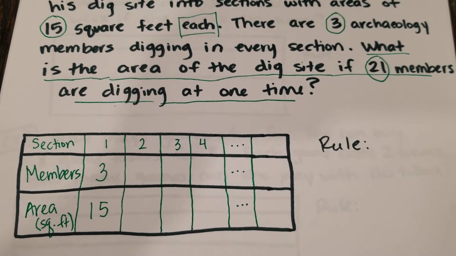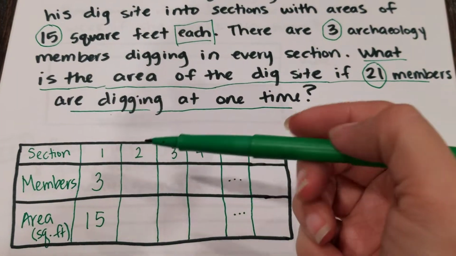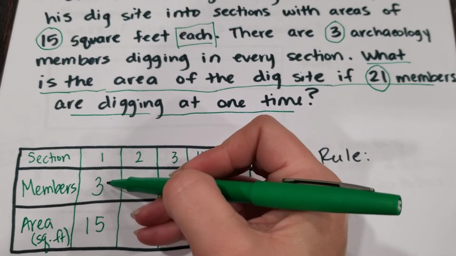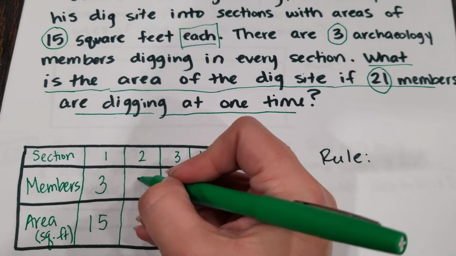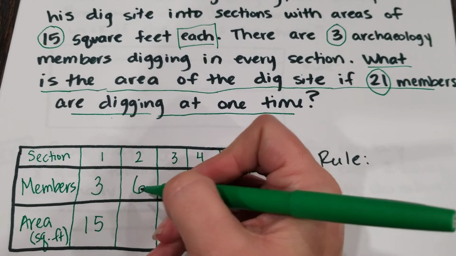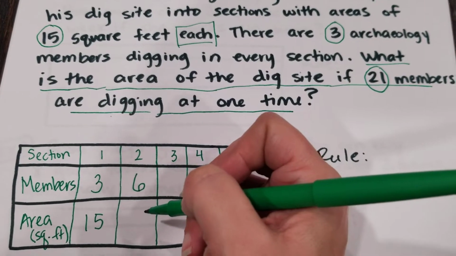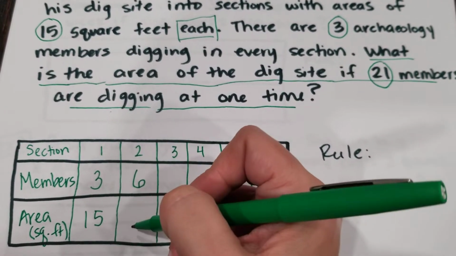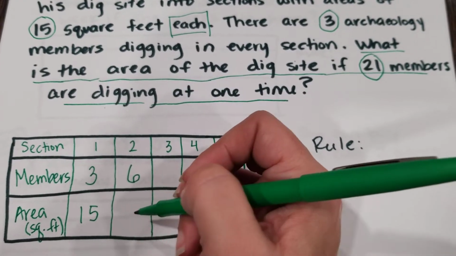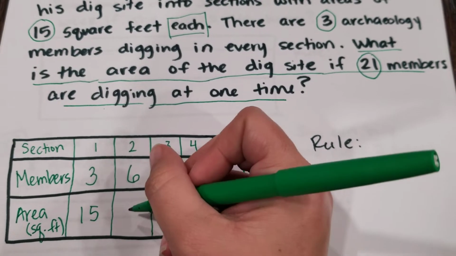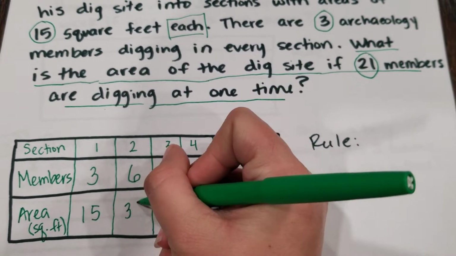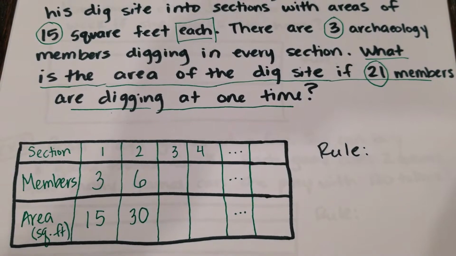Now we've got to look at if there's 2 sections, if there's 3 sections. So if there's 3 members in each section, if there's 2 sections, then that means 6 members. There's going to be 3 in one and 3 in the other, right? And then if there's 2 sections, there's going to be 15 and 15. There's going to be 15 in one section, 15 in another section for the area. So that makes 30. All right.